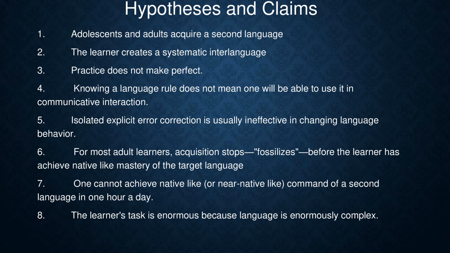Knowing grammar rules of the language doesn't mean that we can use them in a communicative interaction. Isolated corrections of the language are not effective to change the language behavior. For most adult learners, the learning is fossilized before they achieve the level of native speaker in the target language. A learner cannot reach the native speaker level studying 1 hour a day. And the last, learning a second language is an enormous task because the language is really complex.